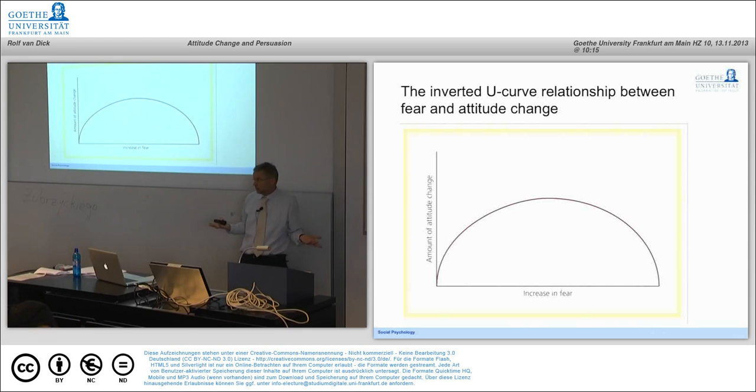And it's probably difficult in Germany as well, because in Germany, over the last, say, 10 years or so, more and more information has been added to the packages, but also the price increased. So we really don't know whether it's a combined effect of both price increments and additional fear-arousing messages, or whether it's only one of these effects.